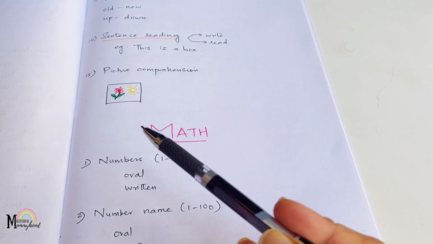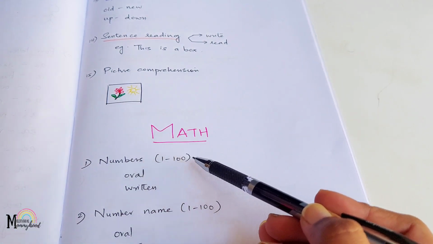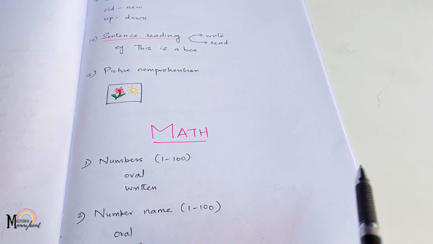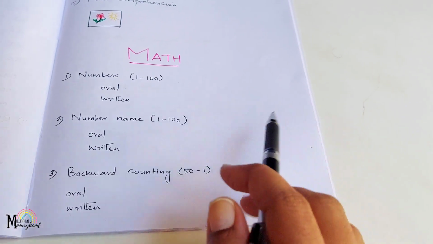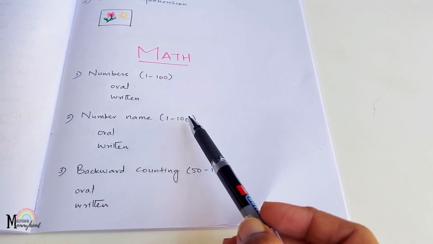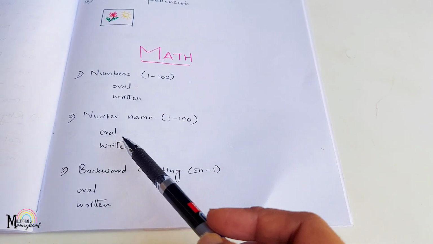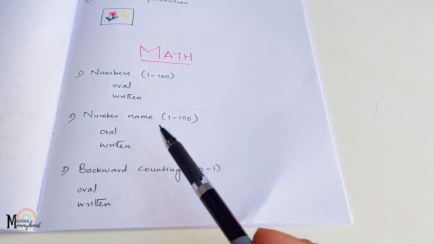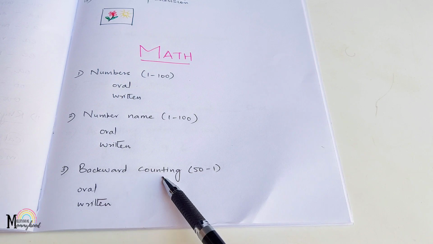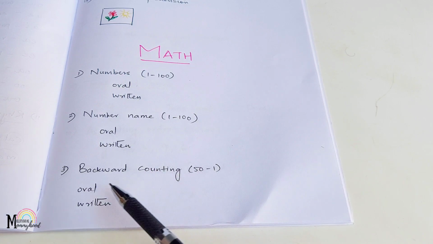Let's start with the next subject, that is mathematics. First, they start with the revision of numbers 1 to 100, what they have done in the previous class, in oral and written form. Then comes number names from 1 to 100, again in oral and written form. Number names are like ONE, TWO, and so on. Backward counting from 50 to 1, again in oral and written form.